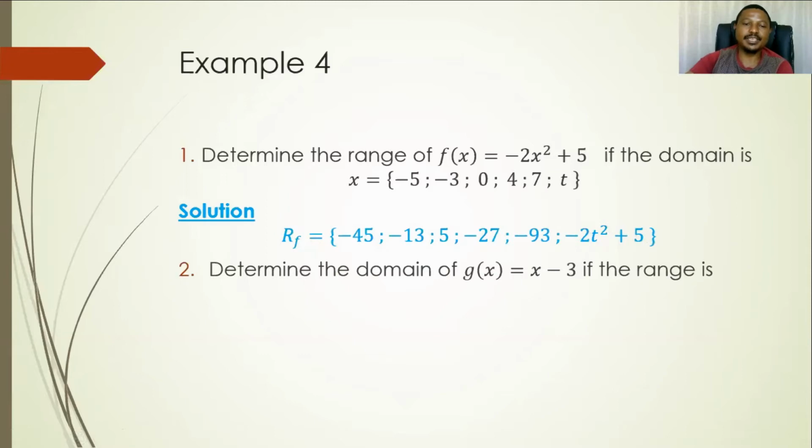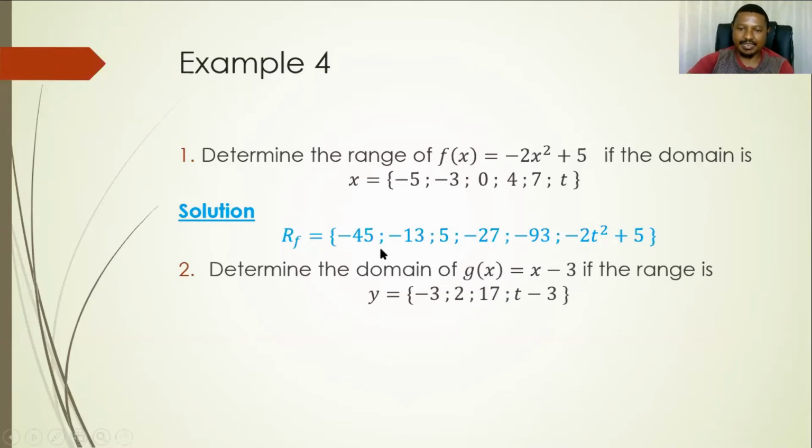The next example: determine the domain of g of x equals x minus 3 if the range is given by this set. These two questions are very related, but they are different. Remember, on the previous one we were given the domain and had to find the range. But on this one, we are given the range, and we have to determine the domain. We're working backwards. It's a reverse.